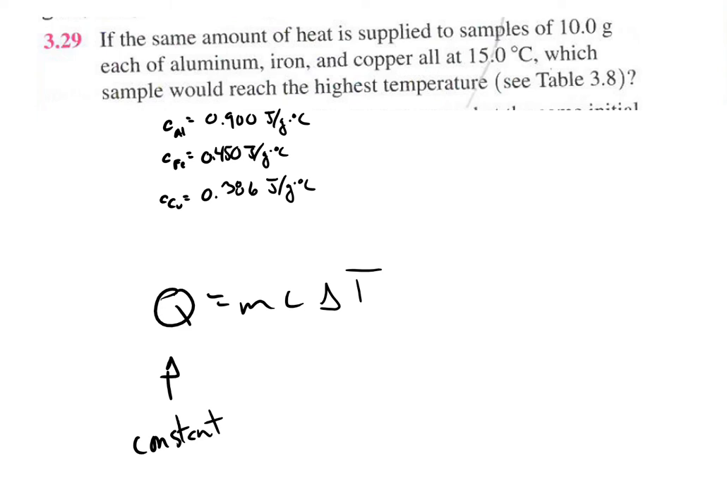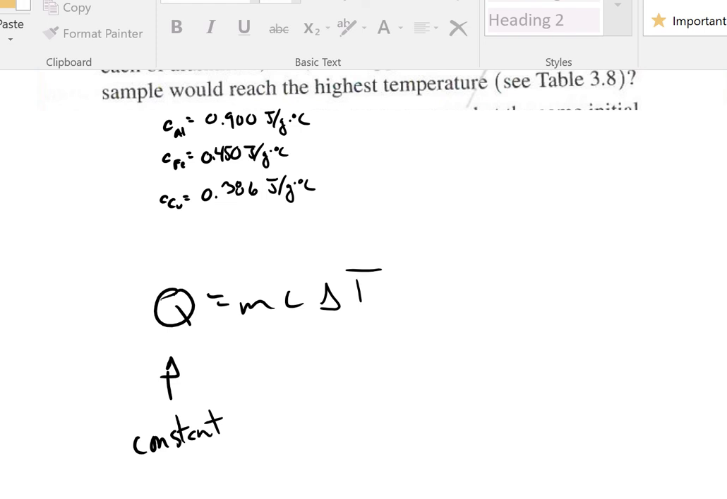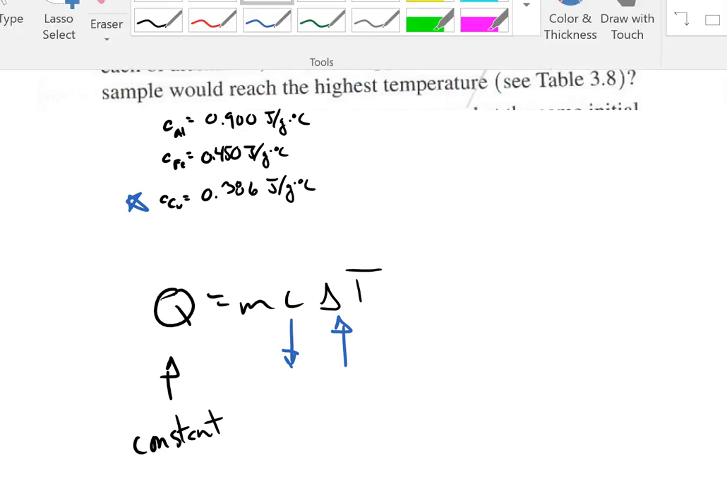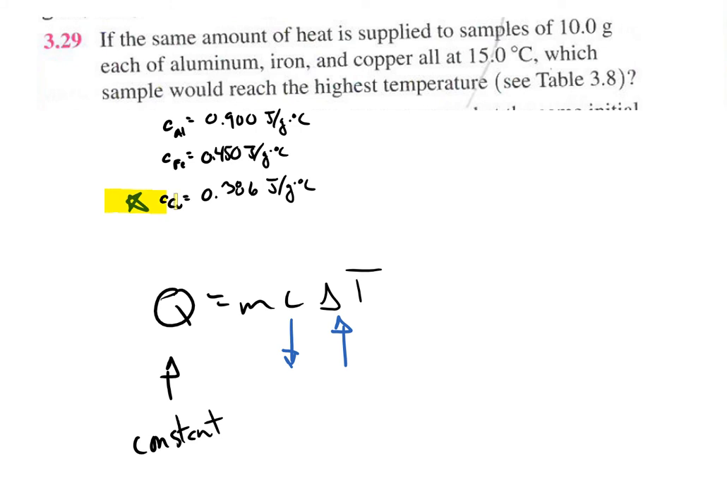Copper, as you can see from the table below, has the lowest specific heat of 0.386, so with a very low C, it should yield a very high delta T. Another way to look at this is specific heat is resistance to change in temperature. A high specific heat will have a high resistance to change in temperature. A low specific heat will have a low resistance to change in temperature. So the correct answer to this problem would be the sample of copper.